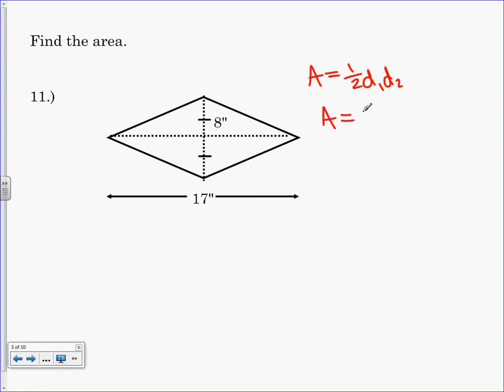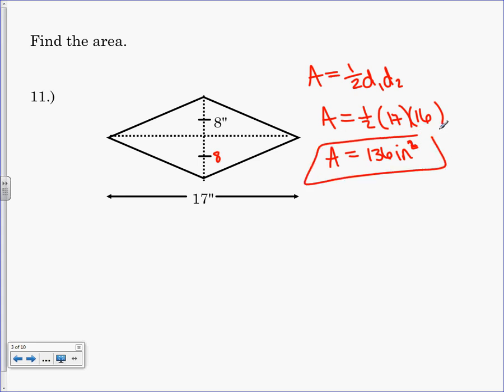So 1/2, what's one of the diagonals? Not 8. Sure, 17 is one of them. Yeah. What about the other one? 16, right? If this is 8, then this is 8. Then the whole thing is 16. Do you guys get that? So what's 1/2 times 17 times 16? 136 inches squared.